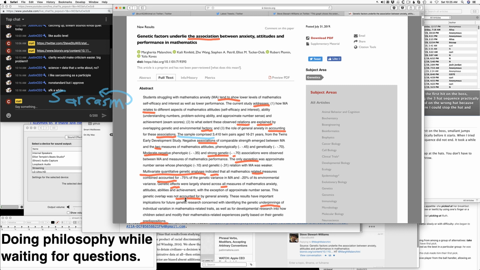Okay, so another issue is they're talking about ability. Ability? Oops. Try that again. So they're talking about ability and achievement.